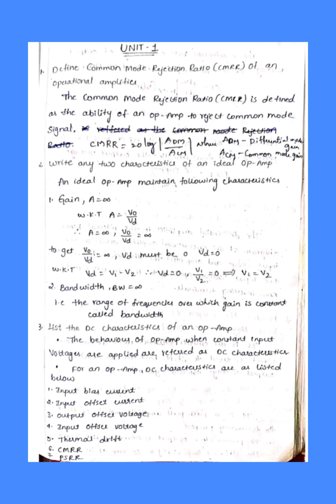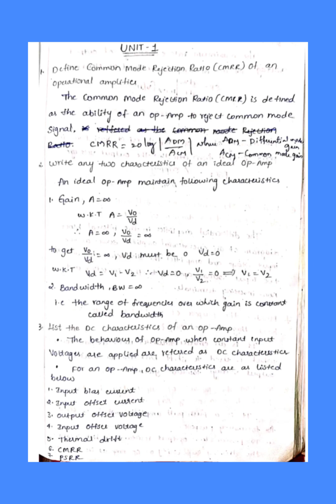Therefore, Vd equal to V1 minus V2 is equal to 0. So, V1 is equal to V2. Here by mistake it is written V1 by V2 equal to 0. It is not V1 by V2, it is V1 minus V2 equal to 0. And the second characteristic is bandwidth equal to infinity. That is, the range of frequencies over which gain is constant is called bandwidth.